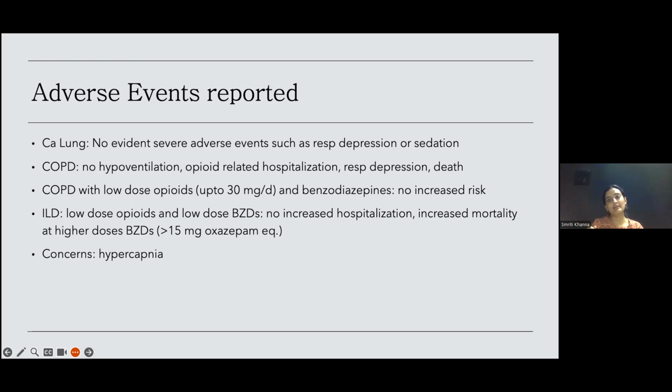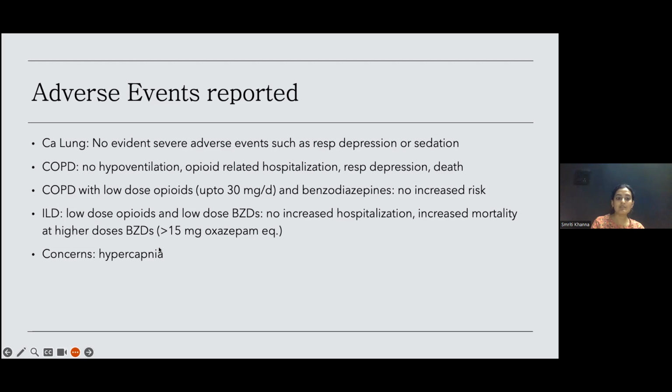A lot of the data that we have on opioids is opioid use for breathlessness in pulmonary disease. For breathlessness, the dose used is actually lower than the dose used for pain, so most of these patients require low-dose opioids. It will be anything like 2.5 milligrams every 6 to 8 hours, or maybe up to 5 milligrams 4 hourly. So low-dose opioids, even coupled with benzodiazepines, showed no increased risk of adverse events.